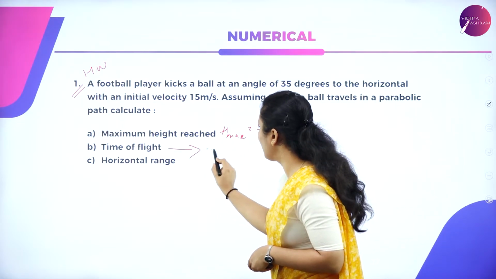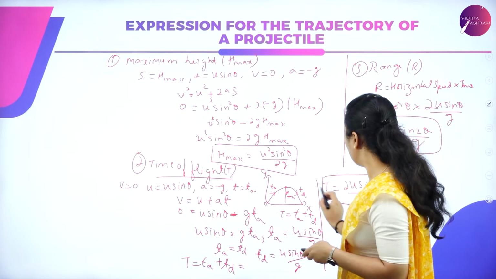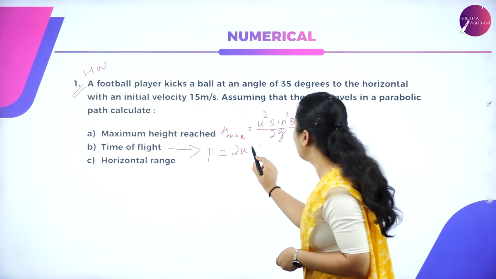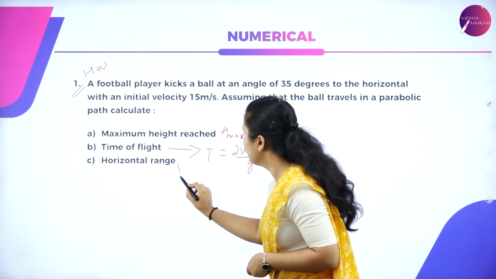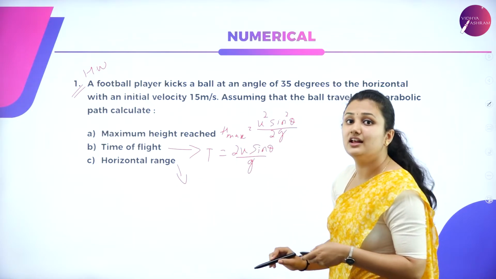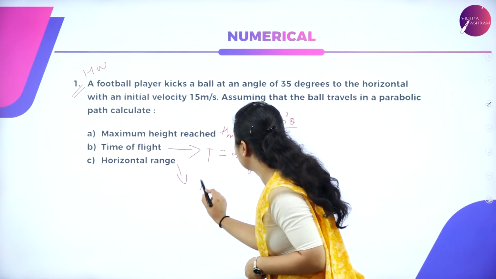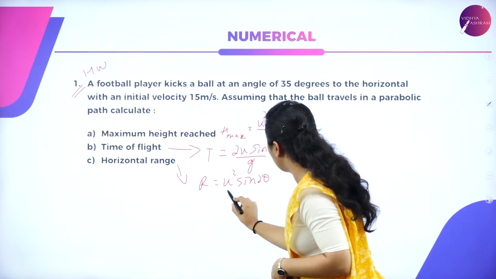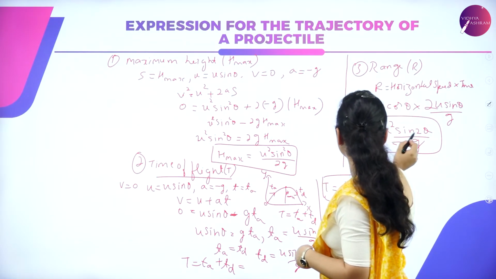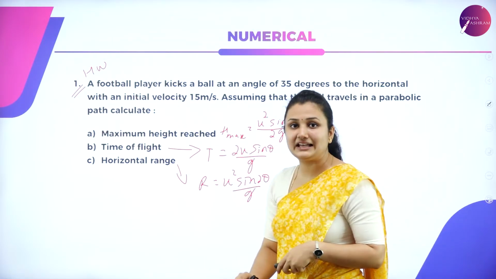What is the formula to calculate time of flight? T is 2u sin theta by g. What is the formula to calculate horizontal range? It is u square sin 2 theta by g. So this is the formula to calculate range.